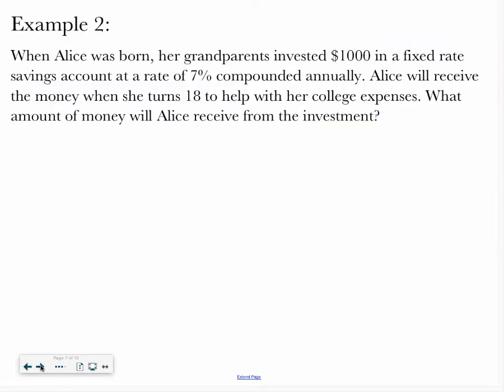Let's try a problem. When Alice was born, her grandparents invested $1,000 in a fixed rate savings account at a rate of 7%, compounded annually. Alice will receive the money when she turns 18 to help with her college expenses. What amount of money will Alice receive from the investment? Remember our equation is A equals P times 1 plus R over N, to the NT power.